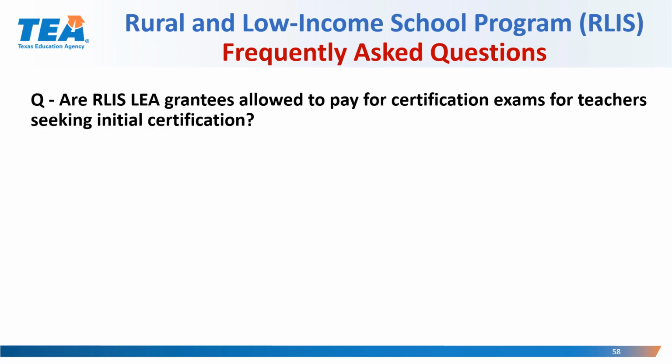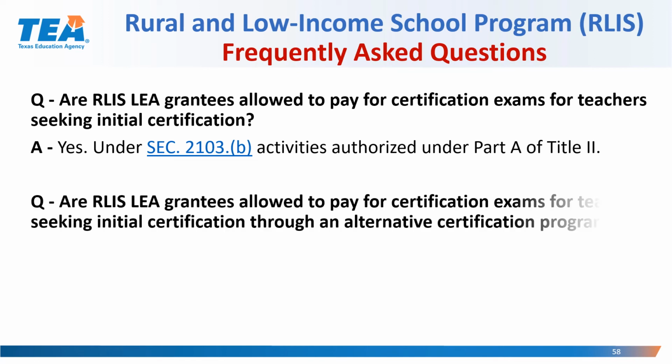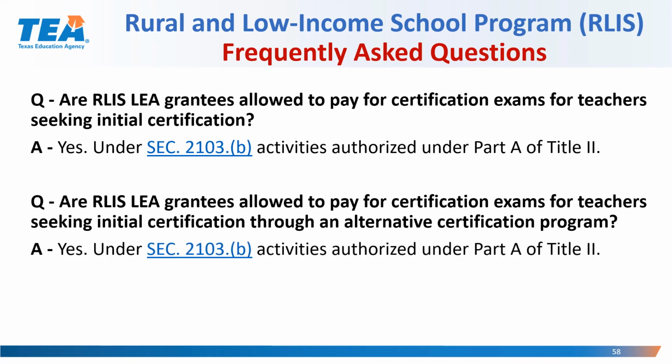Question: are RLIS LEA grantees allowed to pay for certification exams for teachers seeking initial certification? Answer: yes. Under Section 2103B, activities authorized under Part A of Title II. Question: are RLIS LEA grantees allowed to pay for certification exams for teachers seeking initial certification through an alternative certification program? And the answer again is yes. Under Section 2103B, activities authorized under Part A, Title II.